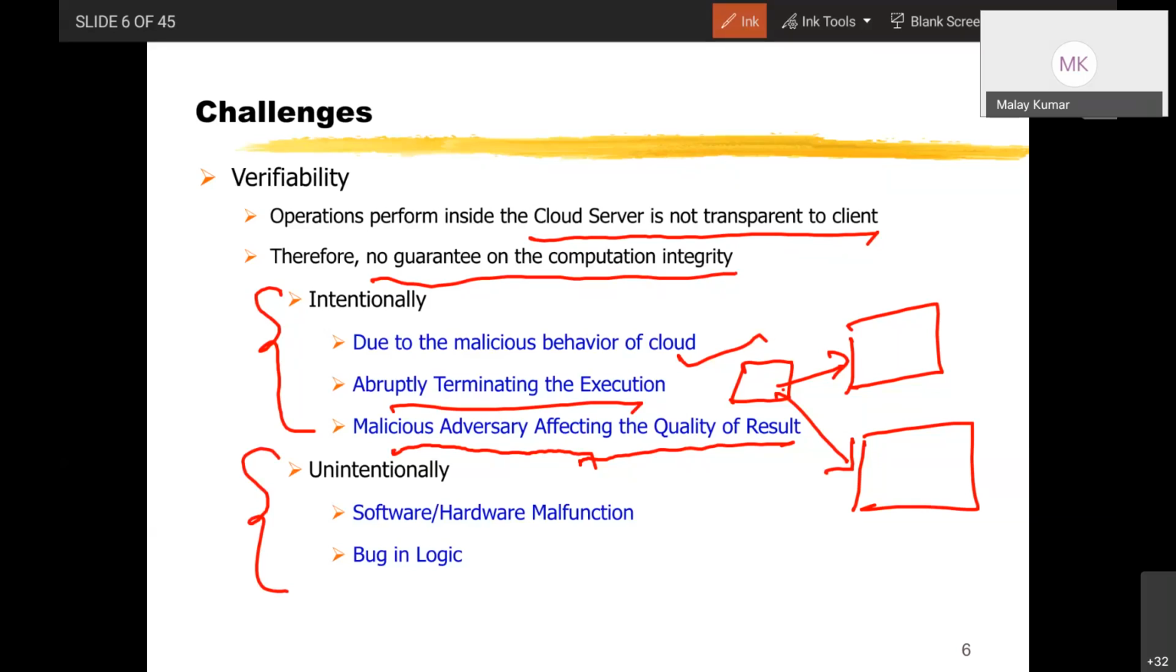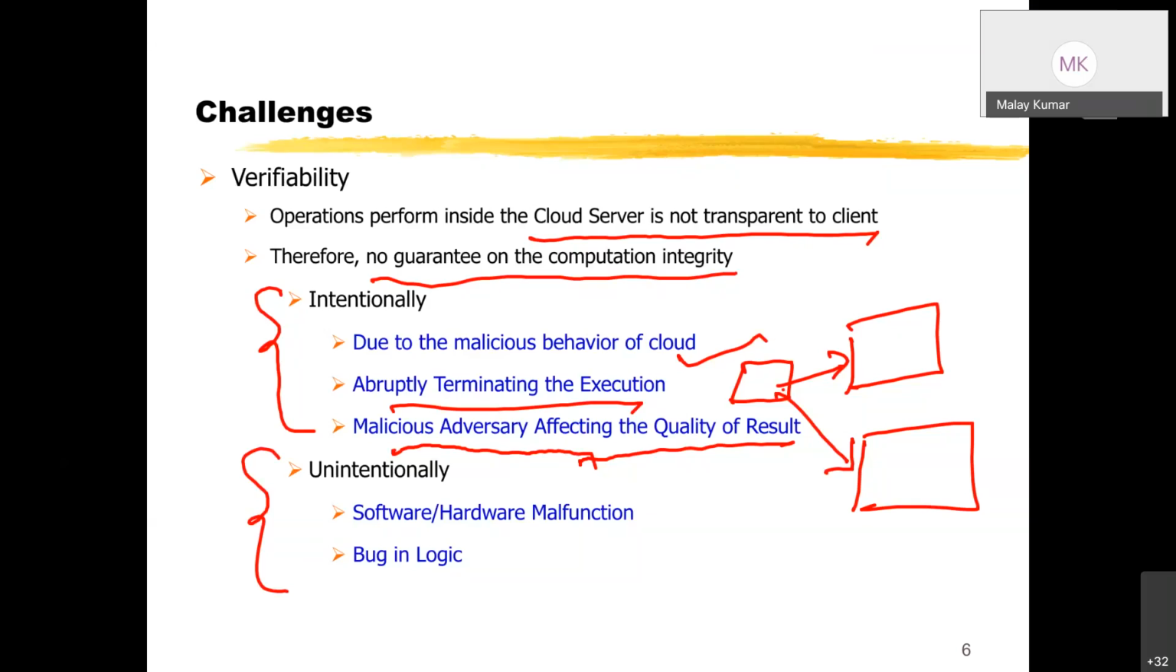So to address this challenge, there must be a mechanism, and that mechanism is known as verifiability of the result. So what you will do, you will perform a verification check of the result to verify whether the result produced by the cloud server is correct or not. And that checking of the result must be efficient, and its complexity should never be more than executing the problem itself.